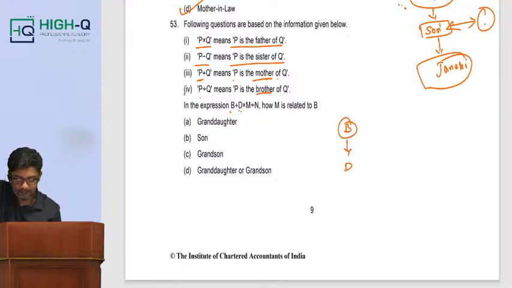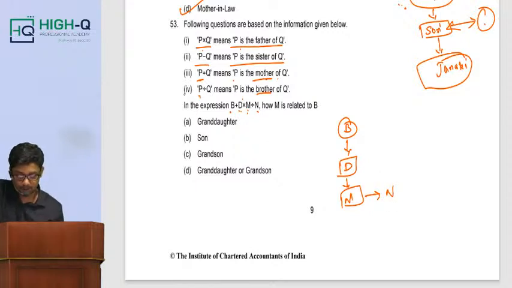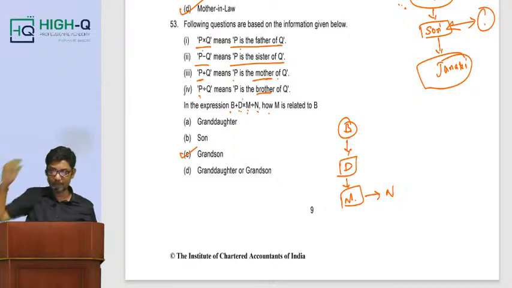Next. D into M: D is father of M. M divided by N: M is brother of N. That's it. Now, how is M related to B? Yes, of course, my dear, grandson. Okay.